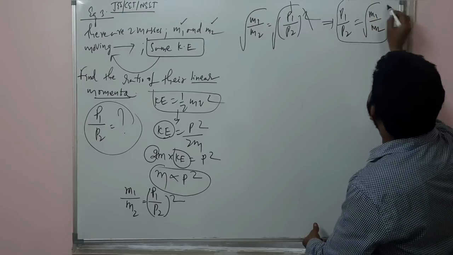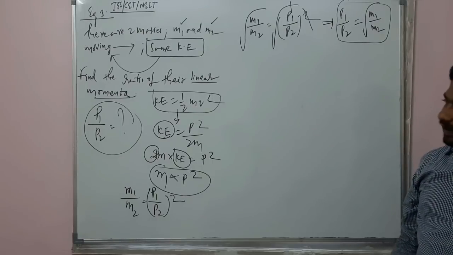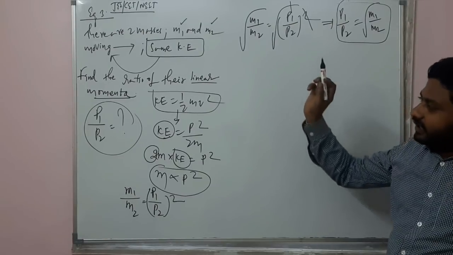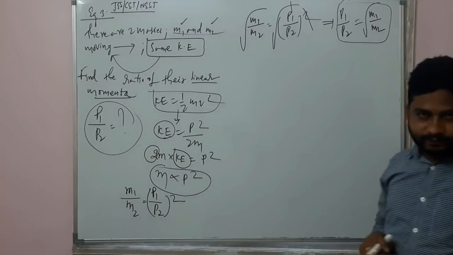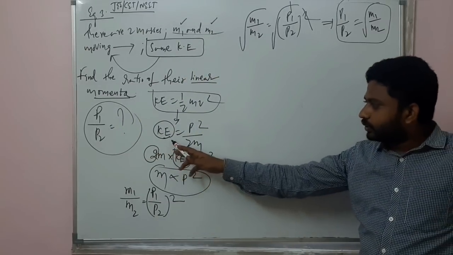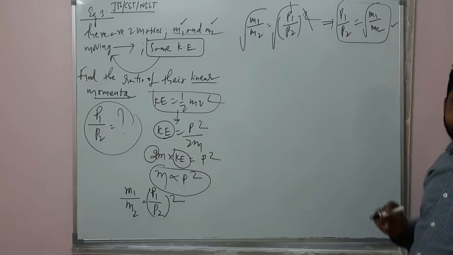Is it clear? Very, very important question. The relation between linear momentum ratios and the masses. Kinetic energy is equal to p square by 2m. Remember this formula.